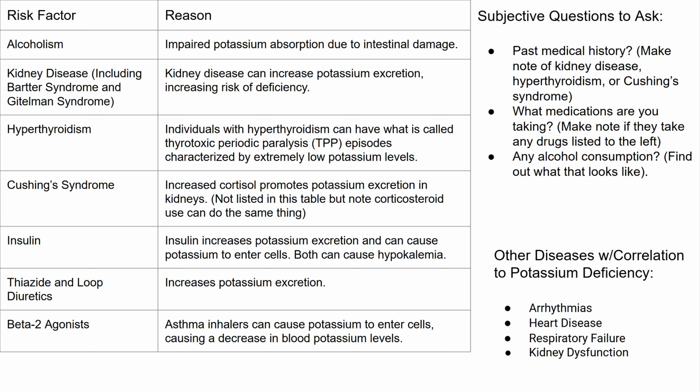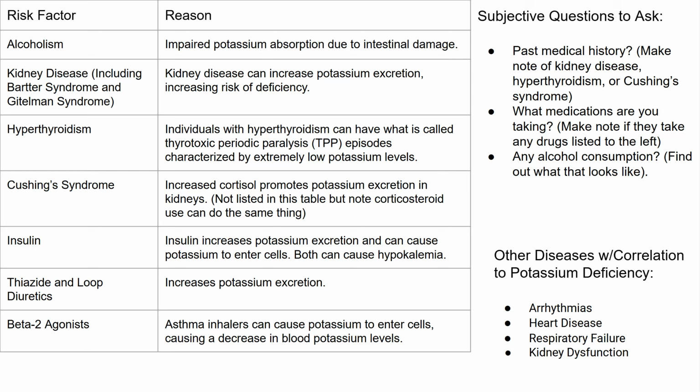As far as drugs go, insulin increases potassium excretion and can cause potassium to enter cells, which can both lead to low blood potassium, or hypokalemia. Thiazide and loop diuretics increase potassium excretion. Beta 2 agonists, such as an asthma inhaler, can increase potassium entering the cells, which causes a decrease in blood potassium. Subjective questions to ask would be about past medical history, and you should make note of kidney disease, hyperthyroidism, and Cushing's syndrome.